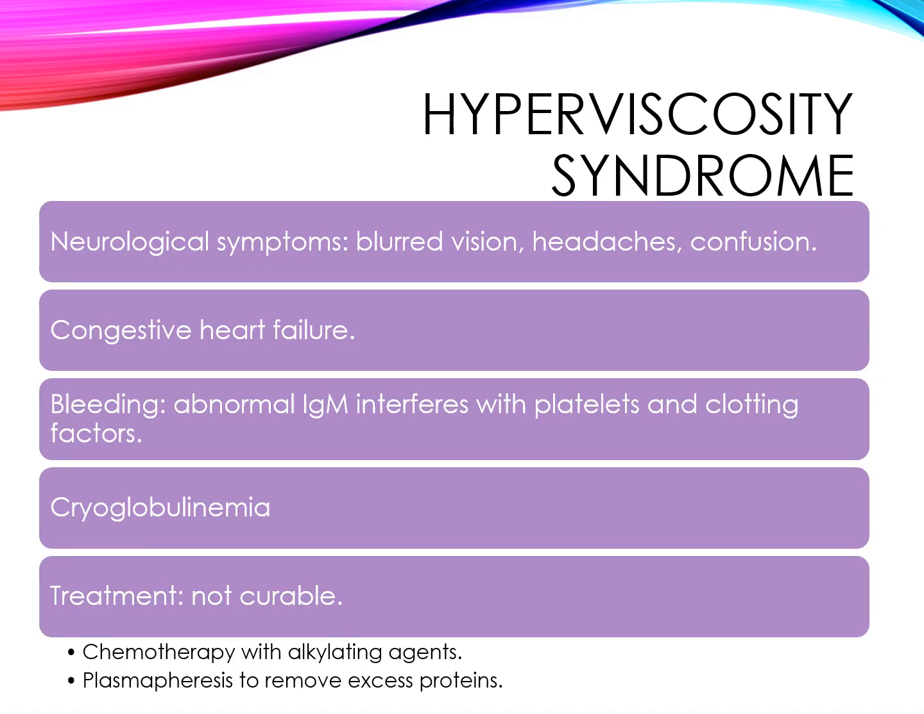All right, so there might also be some hyperviscosity syndrome associated with an overabundance of those IgM immunoglobulins. So you might have neurological symptoms, blurred vision, headaches, confusion, and again, we're talking about Waldenstrom's. We may have congestive heart failure, bleeding, abnormal IgM interferes with those platelets and clotting factors, and we're going to learn more about that when we get to coagulation. But just trust me, there's all sorts of things that can cause inhibition of platelet aggregation and function. There are things that can cause an oversensitivity and cause people to become thrombotic. Lots of things happen.